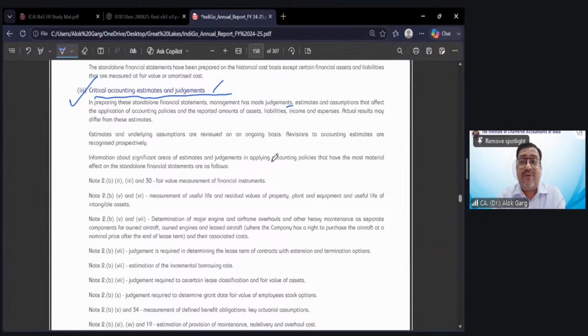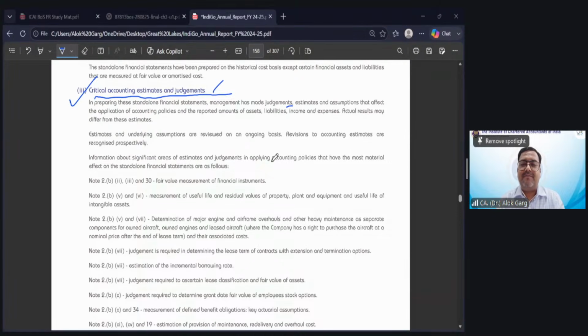Why? The cost is accurate. But why is the net block a best estimate? Because of the depreciation. Very good. So gross block minus accumulated depreciation, and depreciation is an estimate. Why? Because it is on the basis of the useful life, on the basis of the expected consumption pattern of the asset.